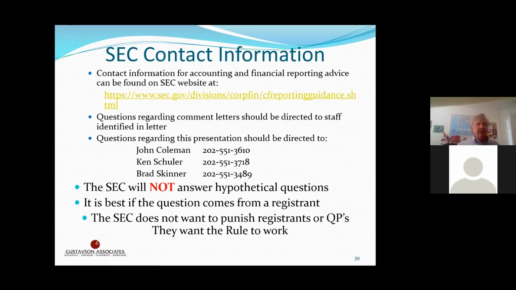But their mission is not to punish registrants or QPs. They want the disclosure to be clear and people to use the disclosure to invest wisely in whatever companies they choose.